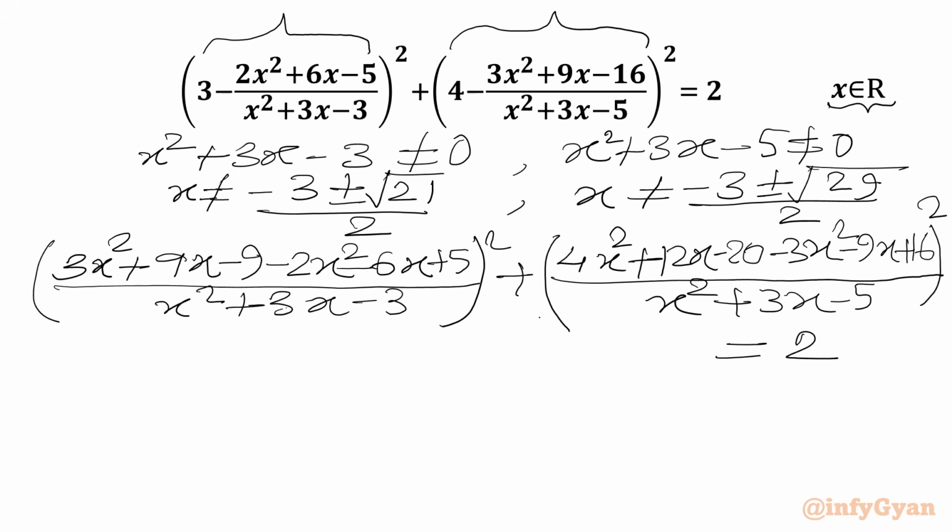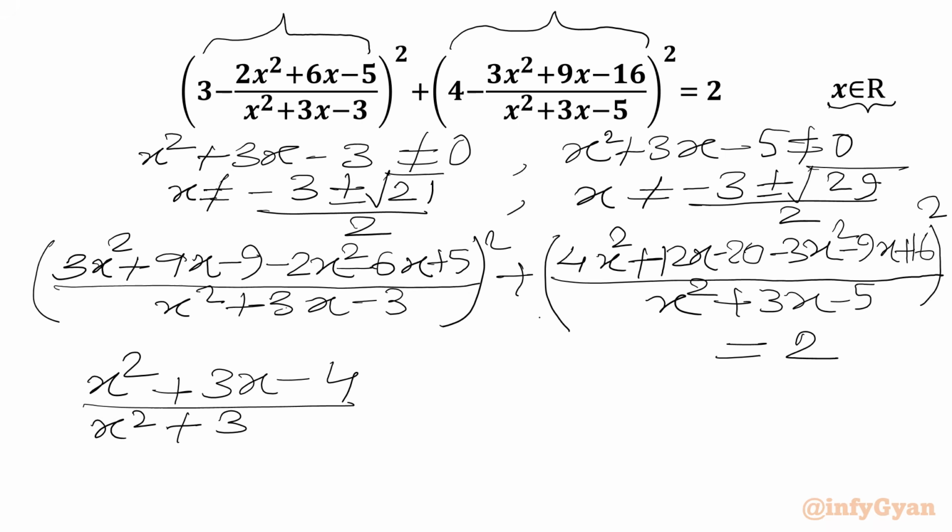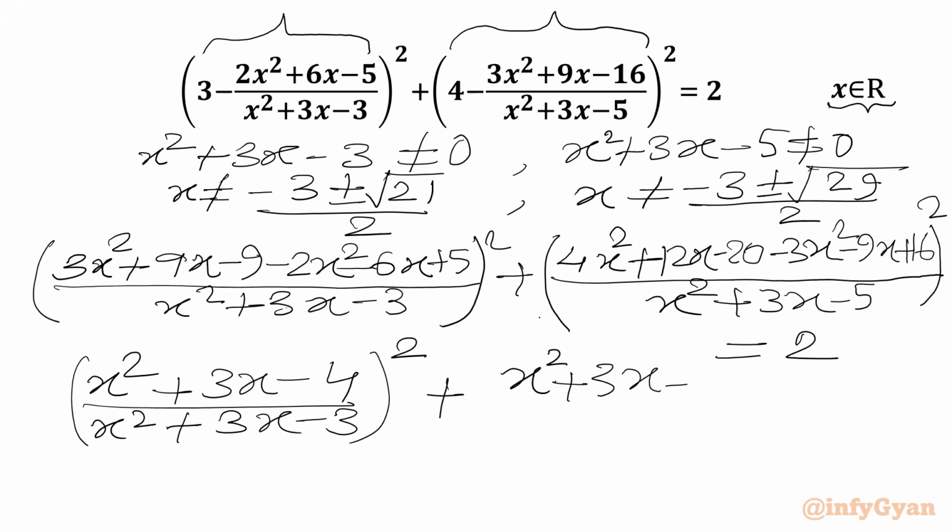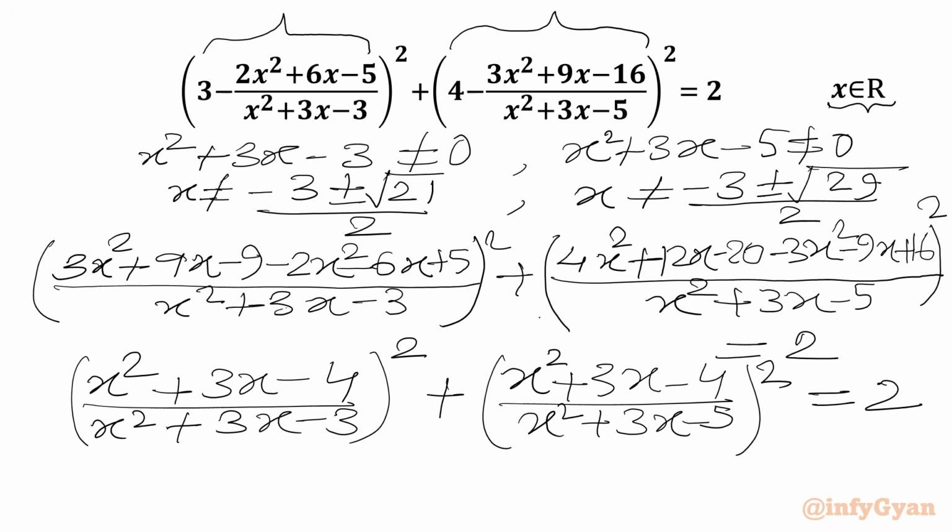Now 3x square minus 2x square is x square. 9x minus 6x plus 3x minus 9 plus 5 minus 4 over denominator x square plus 3x minus 3 whole square, plus 4x square minus 3x square, x square. 12x minus 9x is 3x, minus 20 plus 16 minus 4 over denominator x square plus 3x minus 5 whole square equal to 2. Now we will be considering substitution.